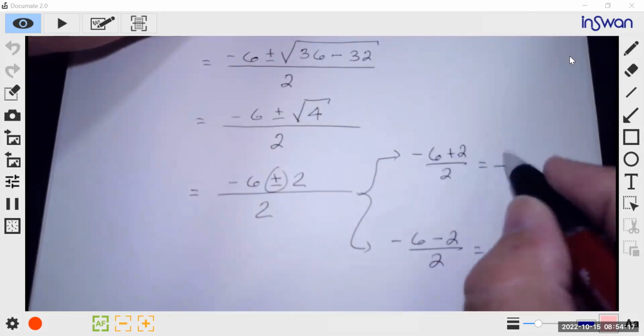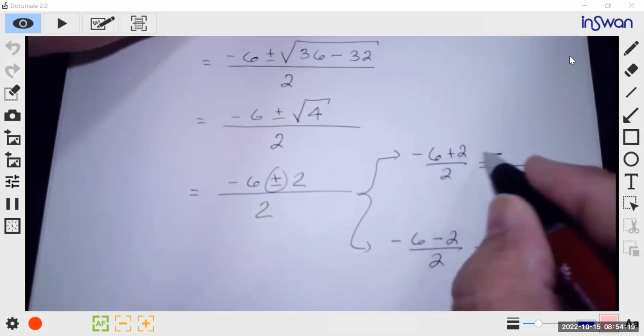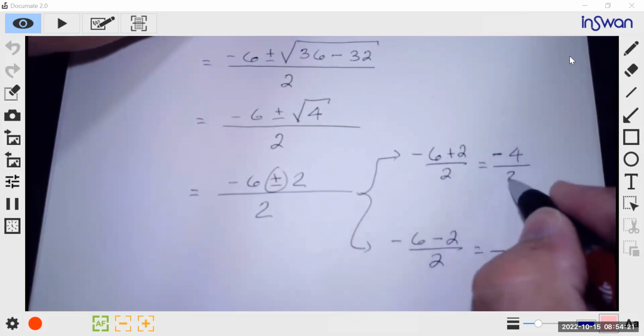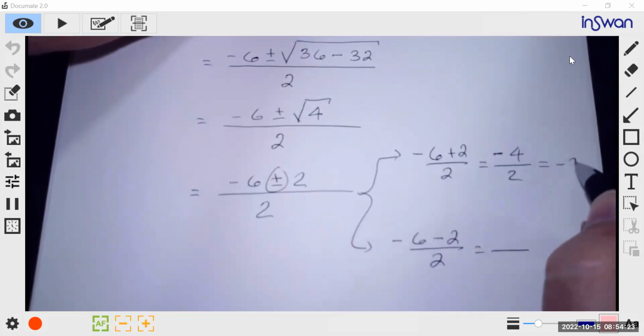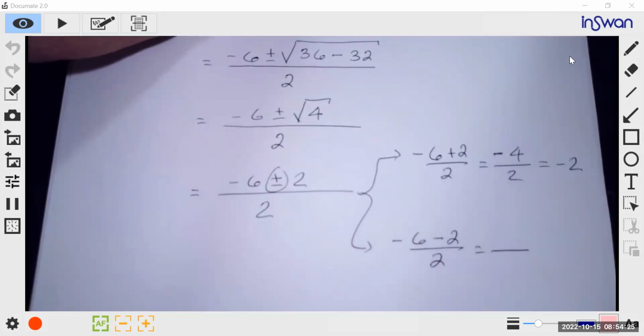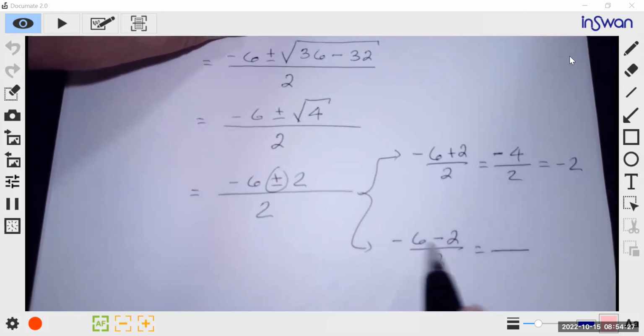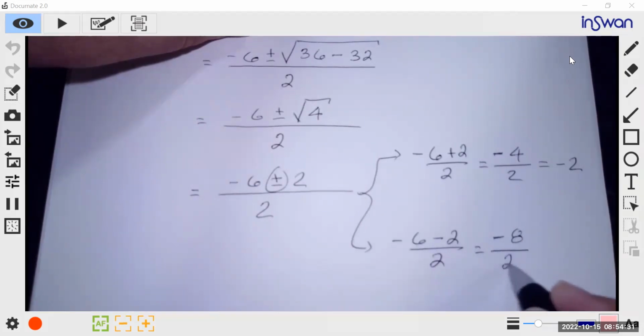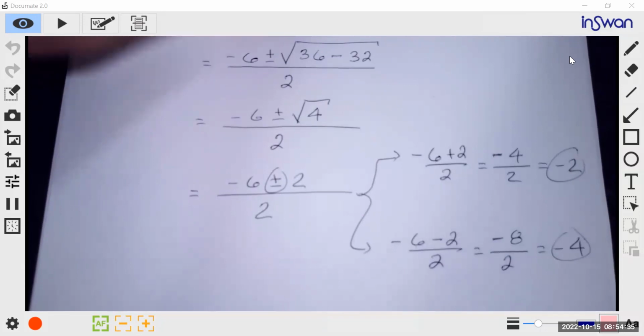6 is bigger than 2, it's negative, so the answer is negative. 6 minus 2 is 4. Negative 4 over 2 is negative 2. They're both negative, so the answer is negative. 6 plus 2 is 8. Over 2 is negative 4. So these are my x-intercepts.